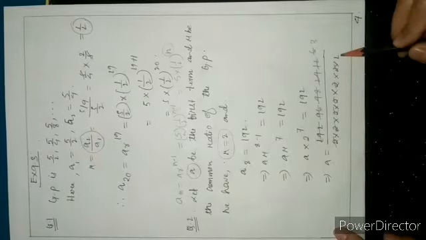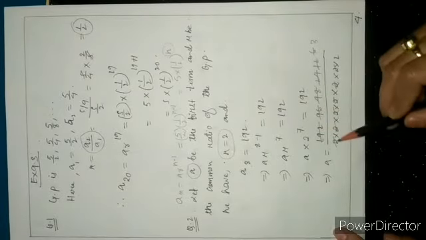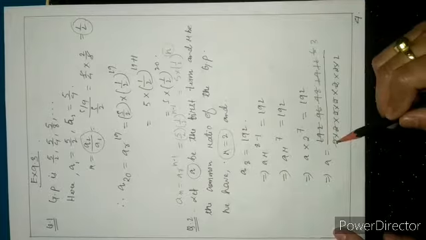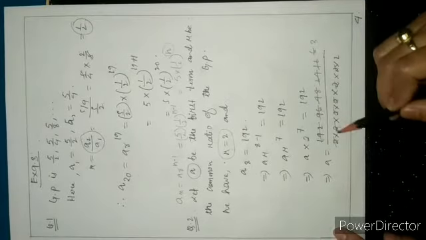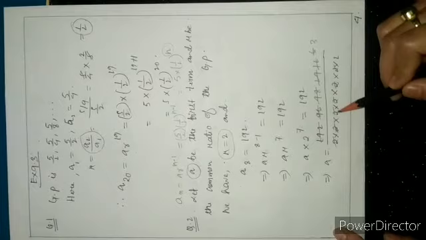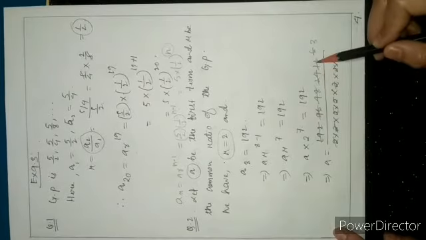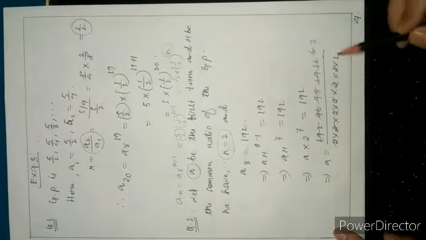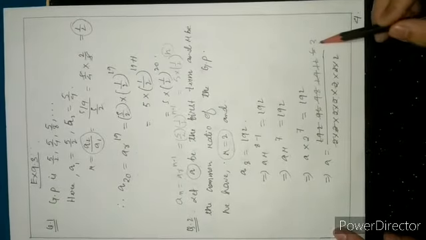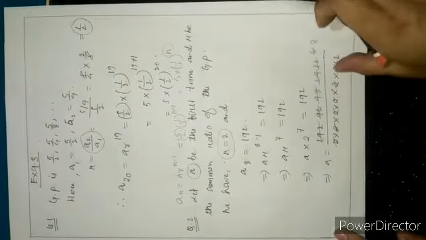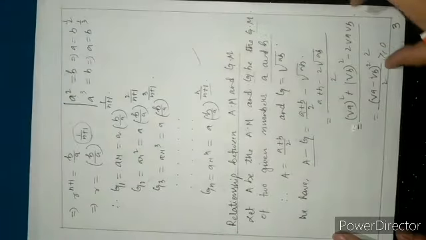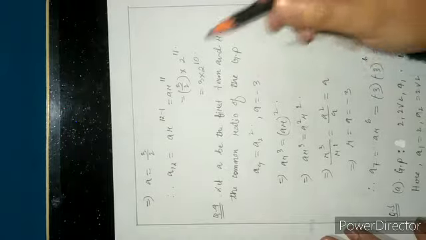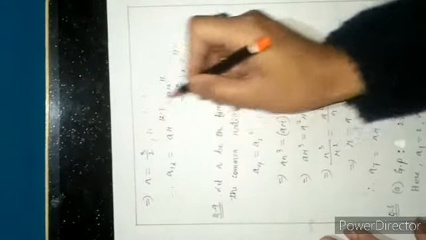2 to the power 7 is 128, so a is equal to 192 divided by 128. Cancelling, we divide 192 and 128 by 2 repeatedly: 96 by 64, 48 by 32, 24 by 16, 12 by 8, 6 by 4, 3 by 2. So the first term of the geometric progression is 3 by 2.